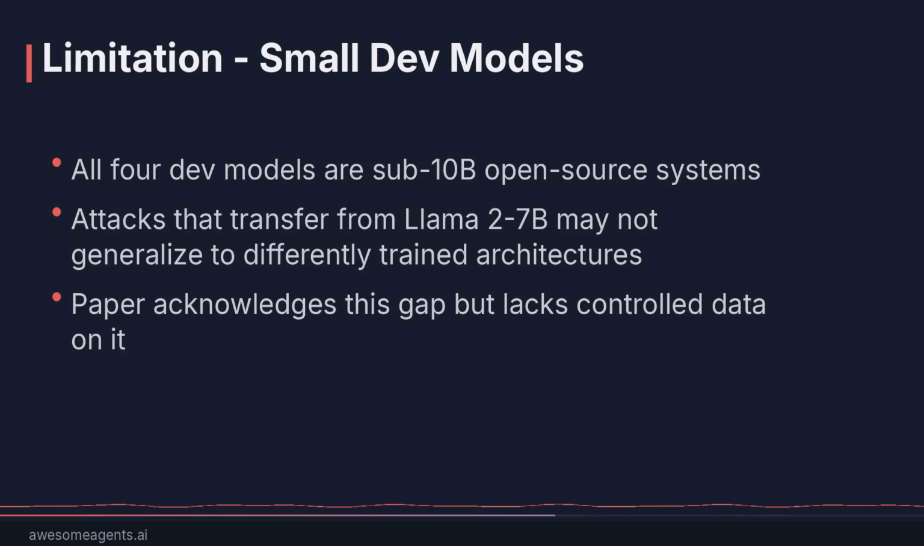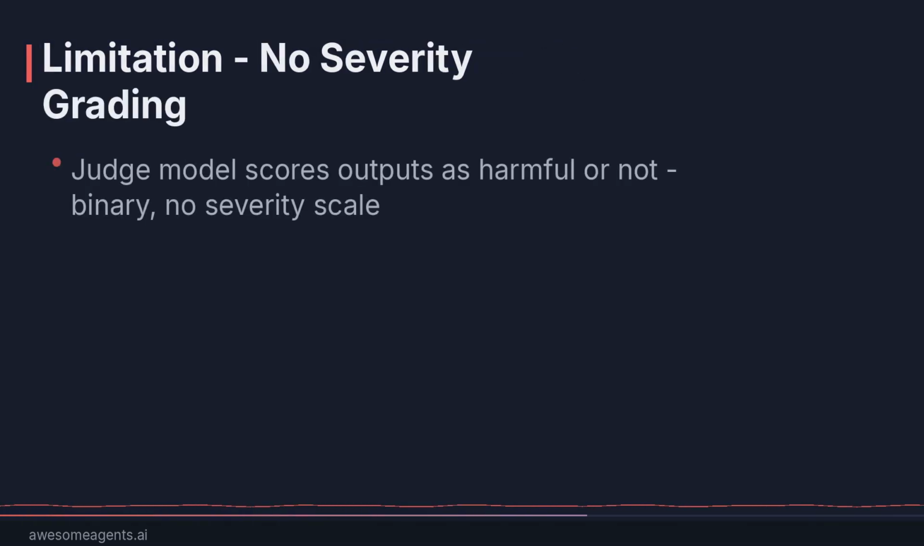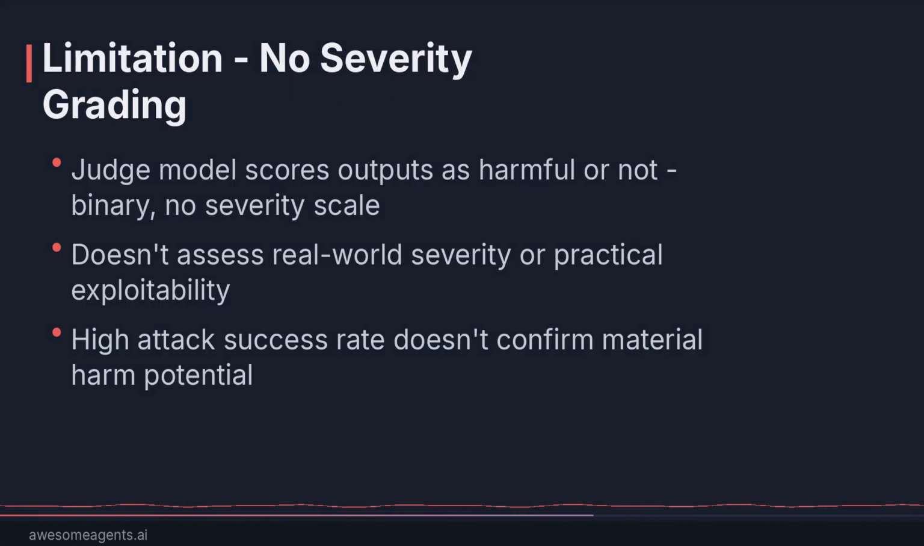They're all pretty small, under 10 billion parameters. Does that limit what attacks you can find? That's an open question the paper acknowledges but doesn't fully answer. Attacks that transfer from a Llama 2 7B may or may not generalize to architectures trained very differently.